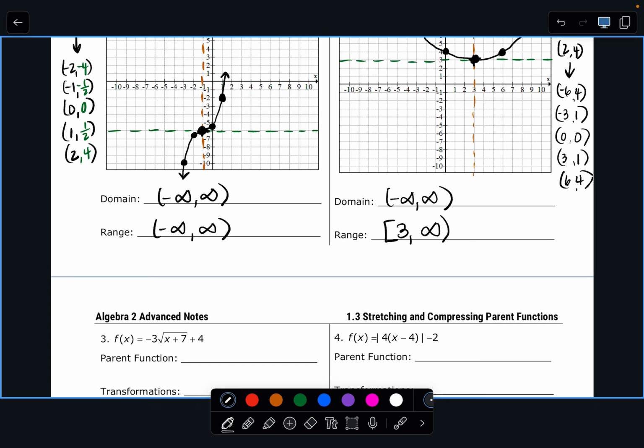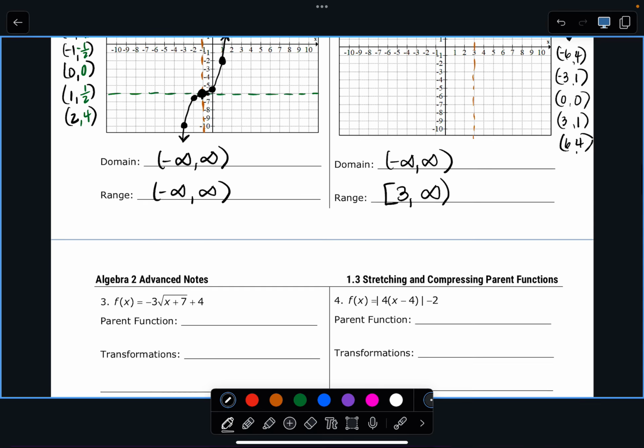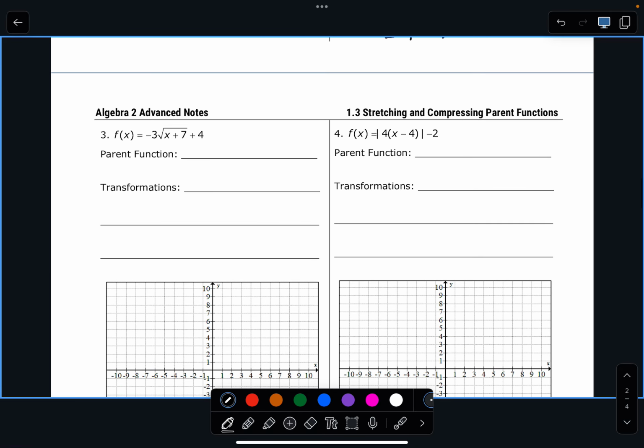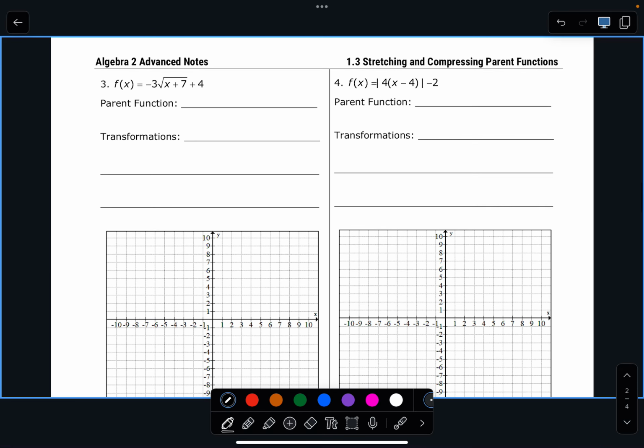Okay, we've done vertical compression. We've done horizontal stretch. So it looks like vertical stretch is up next for us. So on to the back. Vertical stretch. So I see a radical. And then the next thing when I look at the radical is, does it have a little tiny 3?